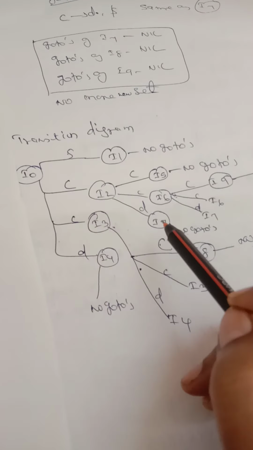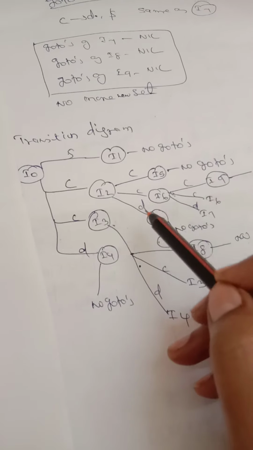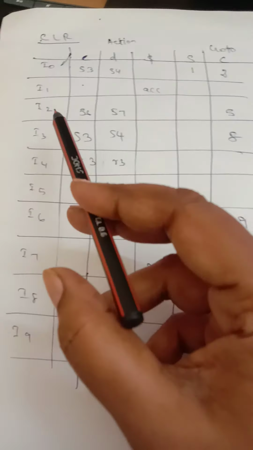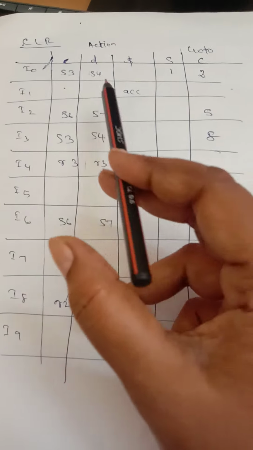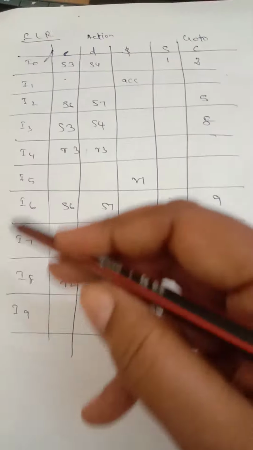Okay, then I2 comma small c equal to what? S6. I2 comma small d equal to S7. So S6, S7 for small c and small d. Okay, so like that we have to fill all the values in tabular column format.